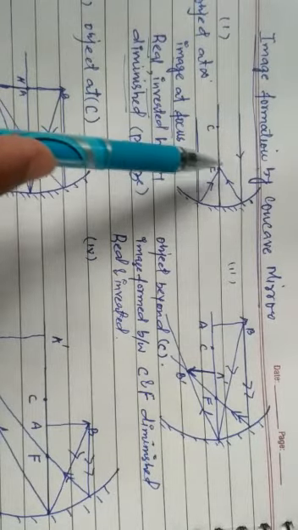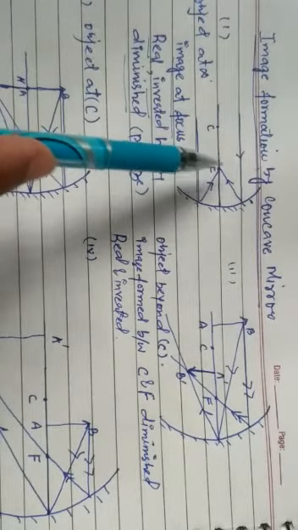In the second case, we are having the object beyond center. This is center of curvature. This is principal focus, and this is beyond center of curvature. So we are having object AB beyond center of curvature. So the second case is like this: object beyond center of curvature.